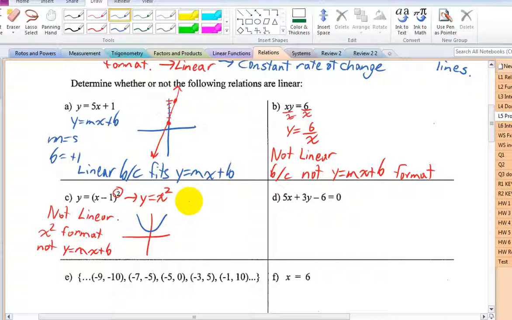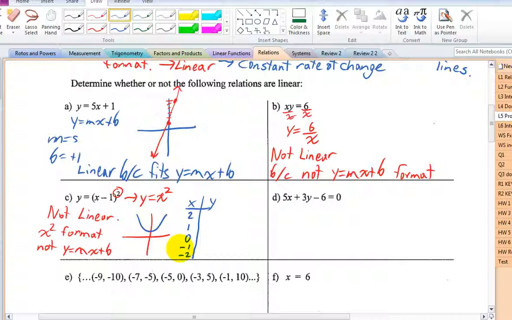Now, if you really wanted to plot it, you could do x, y, and what numbers would you choose for x? 2, 1, -1, -2. Okay, and then you could find some points for y and make a more accurate graph. All right? Good. D. Do we have any x squareds for D? No, okay, so that's not that U shape then.